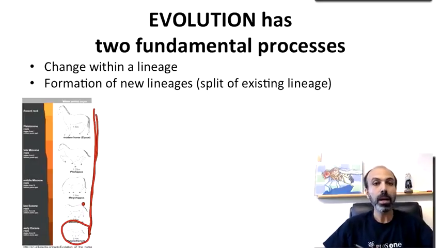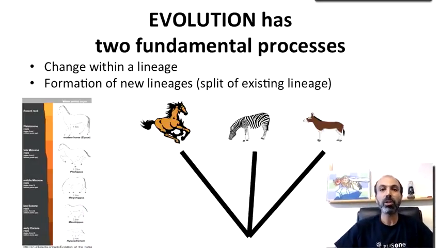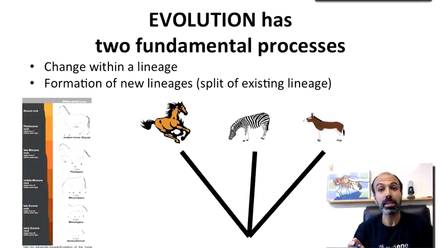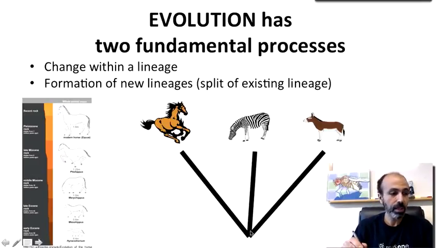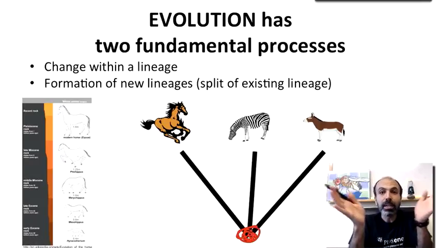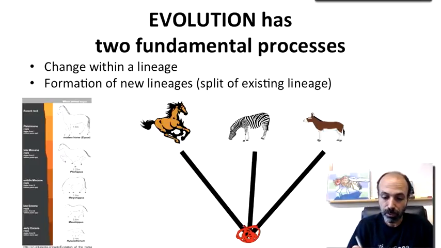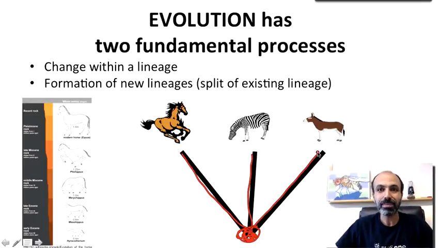The other fundamental process within evolution is the formation of new lineages, or this idea of common ancestry of species. If you were to go back many millions of years ago, horses, donkeys, and zebras all shared a single common ancestor species. But then that single species split into what became three new species. One of them evolved into the modern horse, one evolved into the modern zebra, one evolved into the modern donkey.